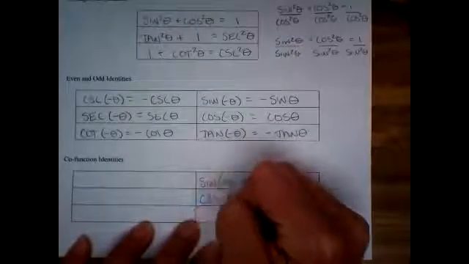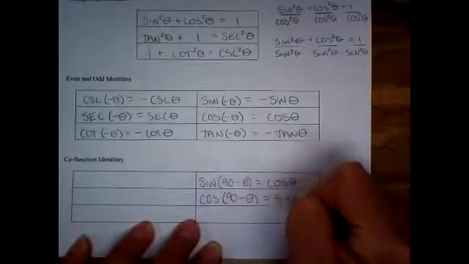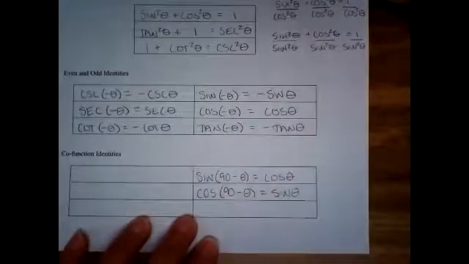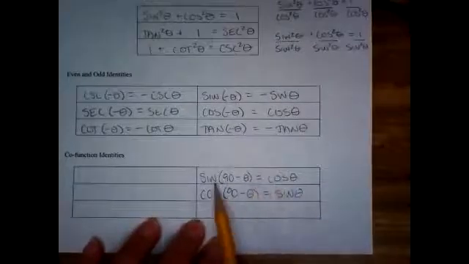So I'm going to write out the first one and then I'll draw a triangle to explain where it comes from. So sine of 90 minus theta is going to be cosine of theta. Cosine of 90 minus theta is going to be sine of theta. So when you see that 90 minus theta in there, that's the cofunction identity and the co's go together. So sine goes with cosine, cosine goes with sine.